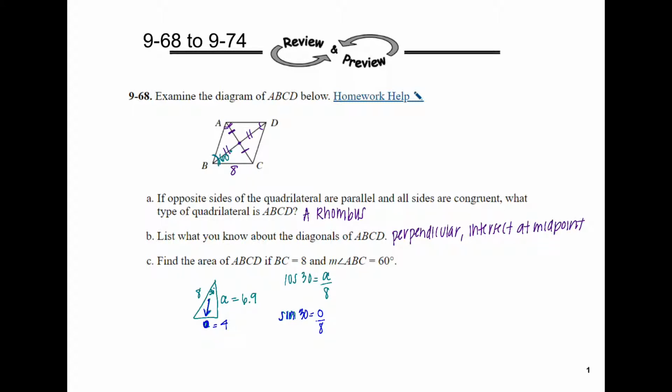So to find the area of one of these triangles, we could do the base times the height divided by 2, which is 6.9 times 4 divided by 2, which is approximately 13.8. But then we have 4 triangles. So when we multiply that by 4, we get an area of approximately 55.2 units squared.